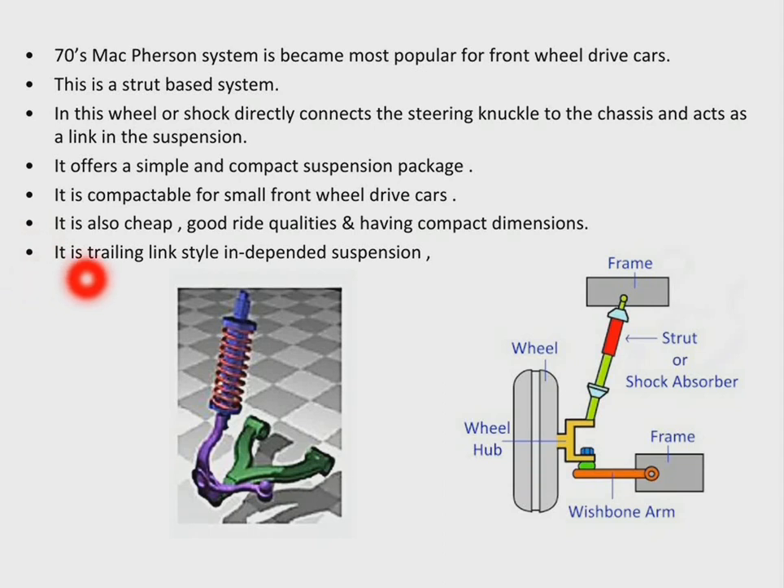So the trailing style is an independent suspension system. When the load is acting on this side, with the wheel having a load, the shock absorber acts independently for each wheel. Suppose you imagine that the wheel is in a gutter or on a bump, then only this wheel has that effect, and no other wheel has any other effect.